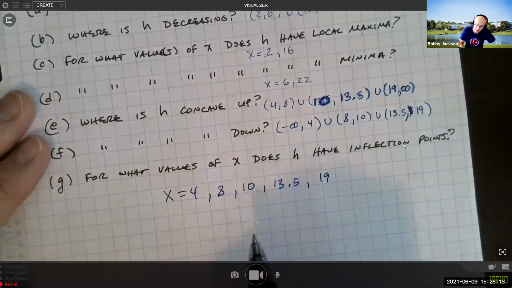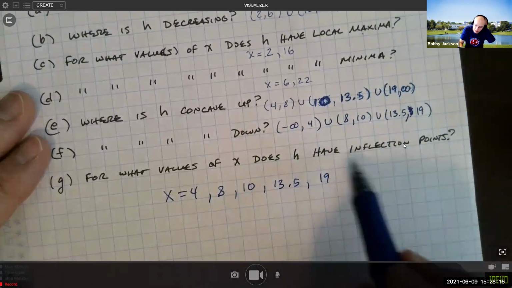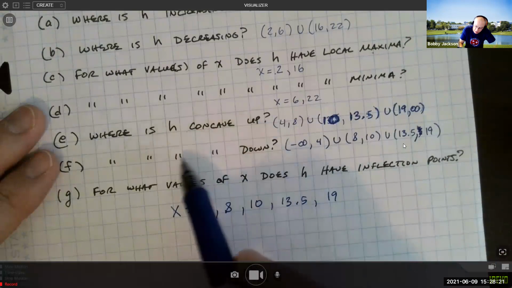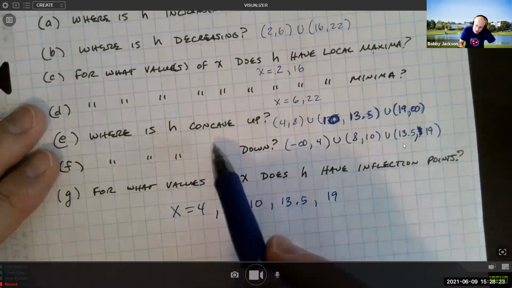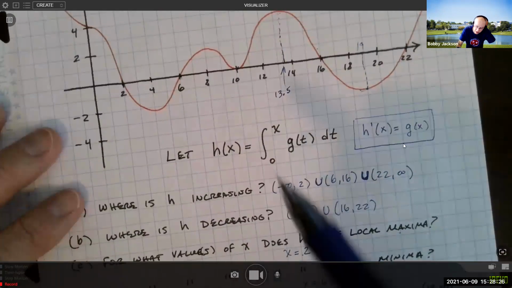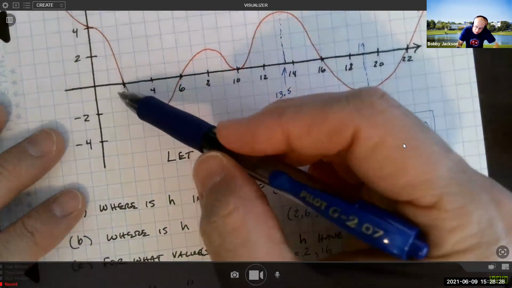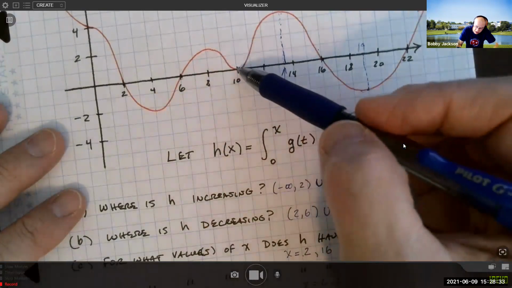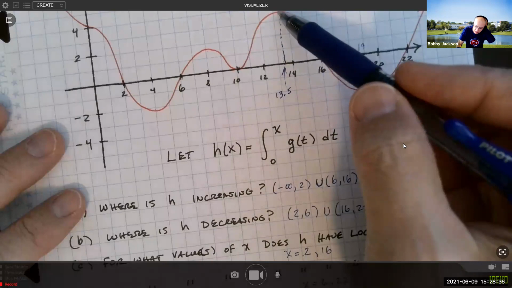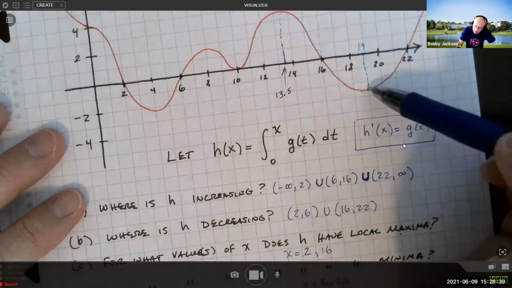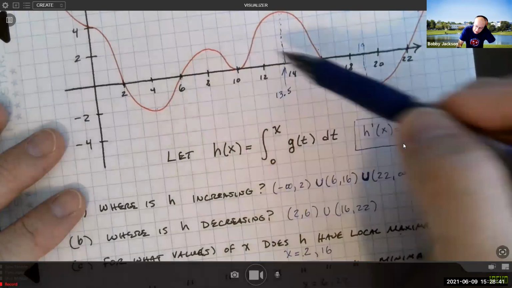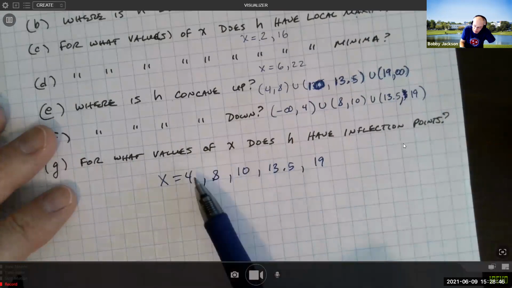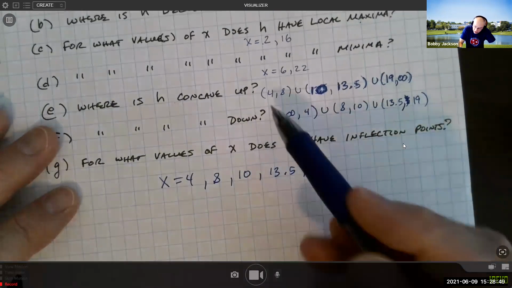And basically, graphically, what are we looking at? Anytime we change from the derivative increasing, where we're concave up, to decreasing, or vice versa, from decreasing to increasing. So in other words, it's the location of all the extrema, local mins and maxes. Notice we have local min at 4, local max at 8, local min at 10, local max at 13.5, local min at 19. So 4, 8, 10, 13.5, and 19. Those are the points where we will have inflection points on the graph of the function h.